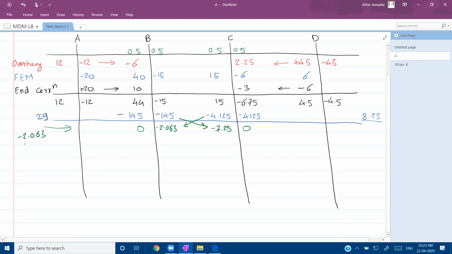So for this unbalanced moment, we have to apply a correction. As this unbalanced moment is negative, the next correction will be positive here. But before applying that correction, we have to multiply this unbalanced moment by the distribution factor. So 2.063 into 0.5 is going to be 1.032, the same at both sides because the distribution factor is the same for both cases.